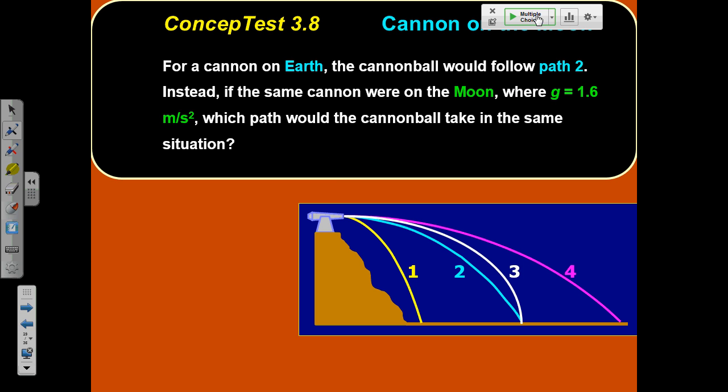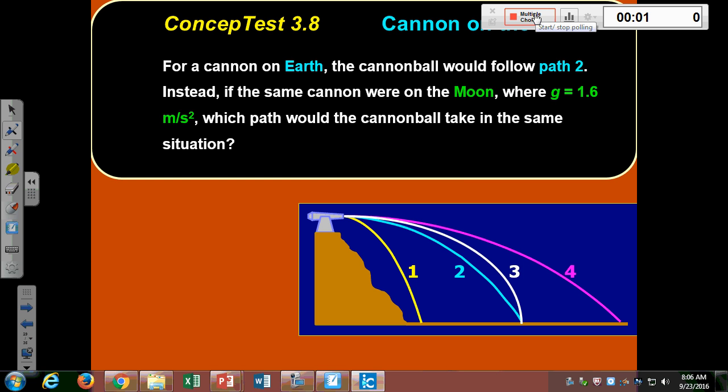For a cannon on Earth, the cannonball would follow path 2, or we'll call it B. It would follow this path. On the moon, where the acceleration due to gravity is 1/6 what it is on the Earth, 1.6 meters per second squared, which path would the cannonball take? Would it take one? Would it take the same path, a slightly different path, or D?